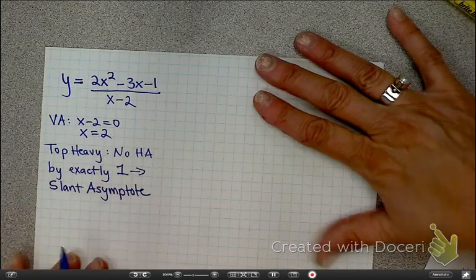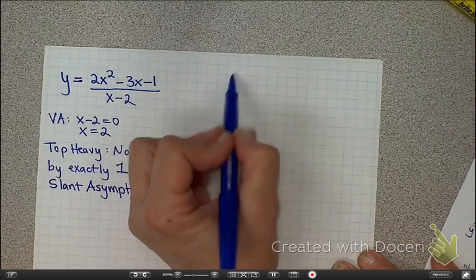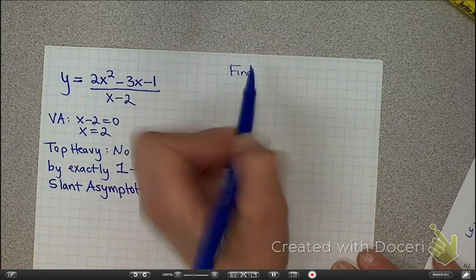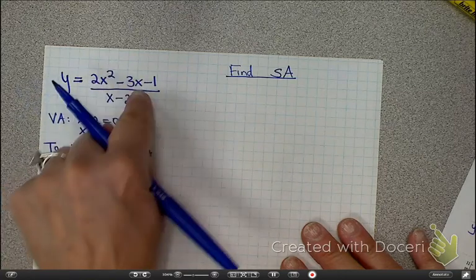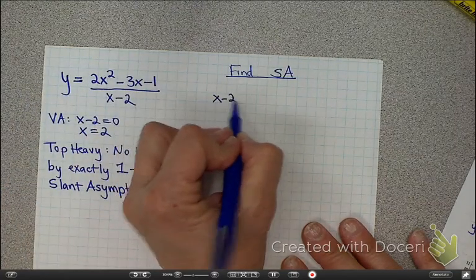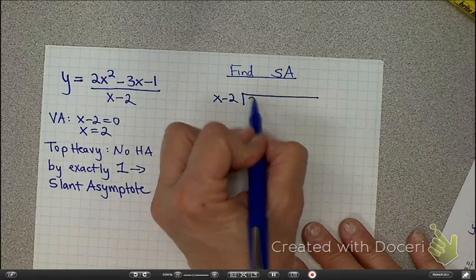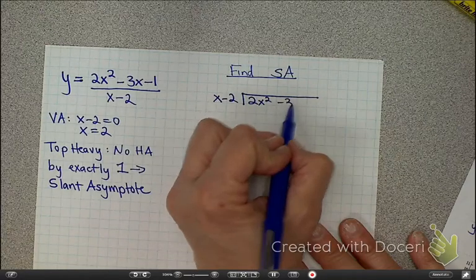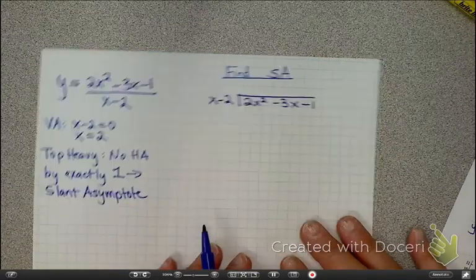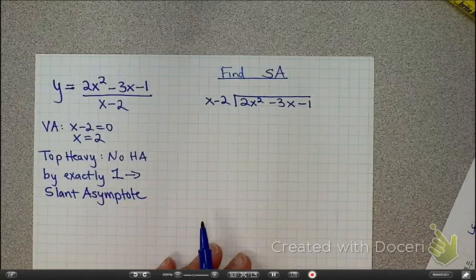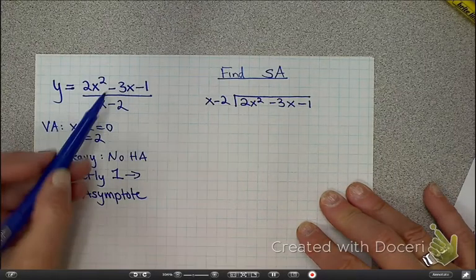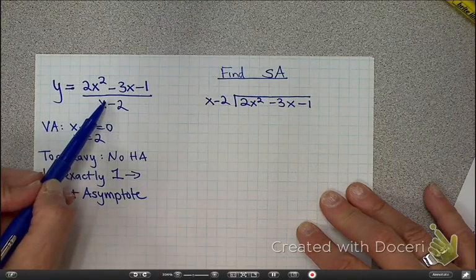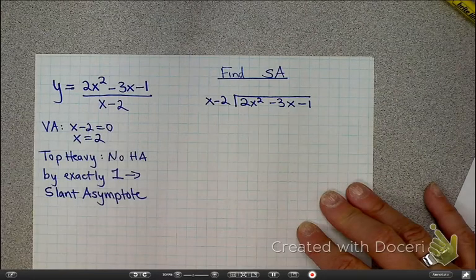So that's all the thinking behind that. So how do you find it? To find a slant asymptote, and I'll abbreviate it SA, we're just going to use long division. We're going to divide this out. So x minus 2 goes into 2x squared minus 3x minus 1. Hopefully you remember how to do long division. Some of you might want to do synthetic division, but that doesn't always work. It only works if the divisor is a first degree. If the divisor is not a first degree, you have to use long division. So I'm just going to use long division.